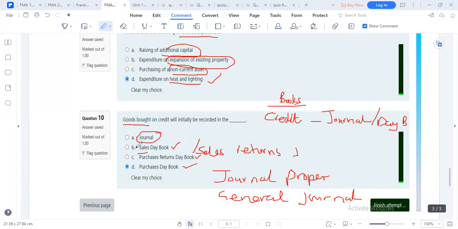So what we write in the sales day book is goods sold on credit. What do we produce when we sell goods on credit? Goods bought on credit, the answer is D. I'm just explaining what these ones are.